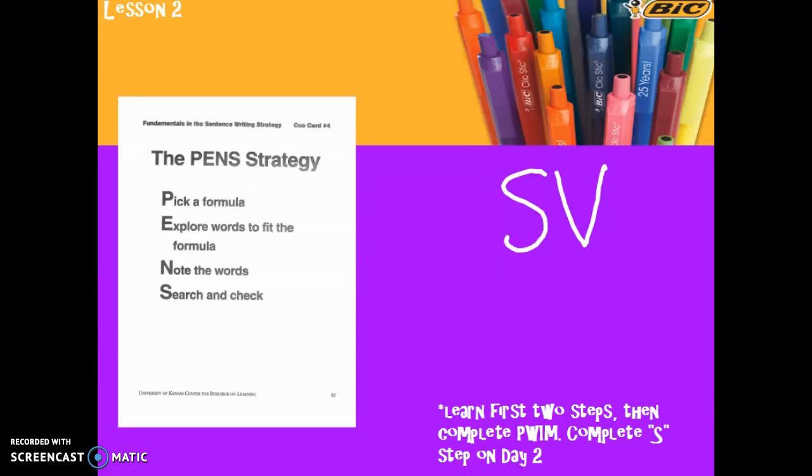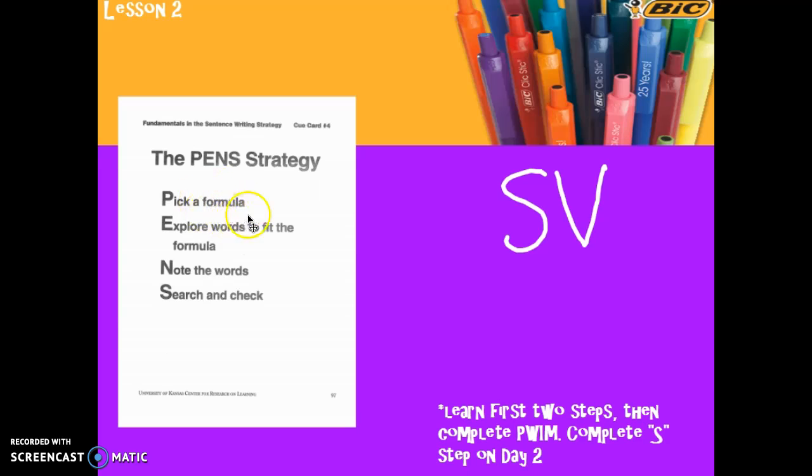Today is lesson 2 of Fundamentals of Sentence Writing, or FSW. Today you're going to learn a couple of strategies to help you mark sentences. The first one is called the PEN strategy. You'll notice that all the letters in PEN are capital because it's an acronym, and each letter stands for a certain step. So P in PEN stands for pick a formula.